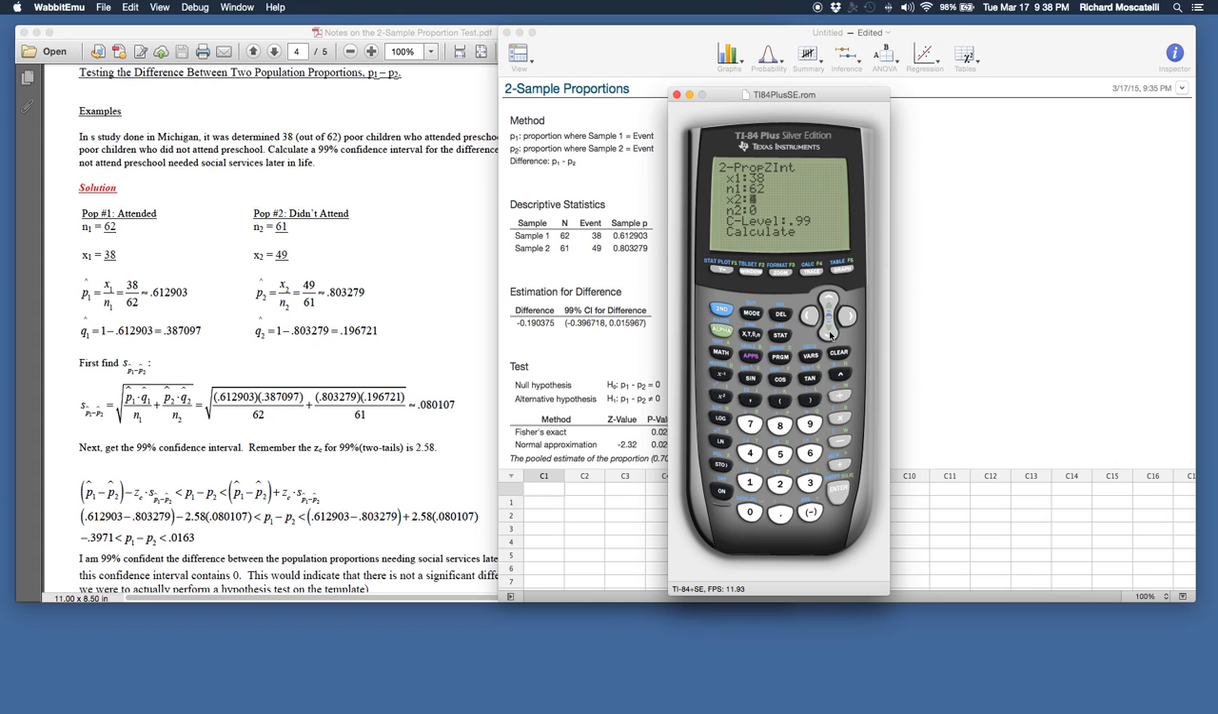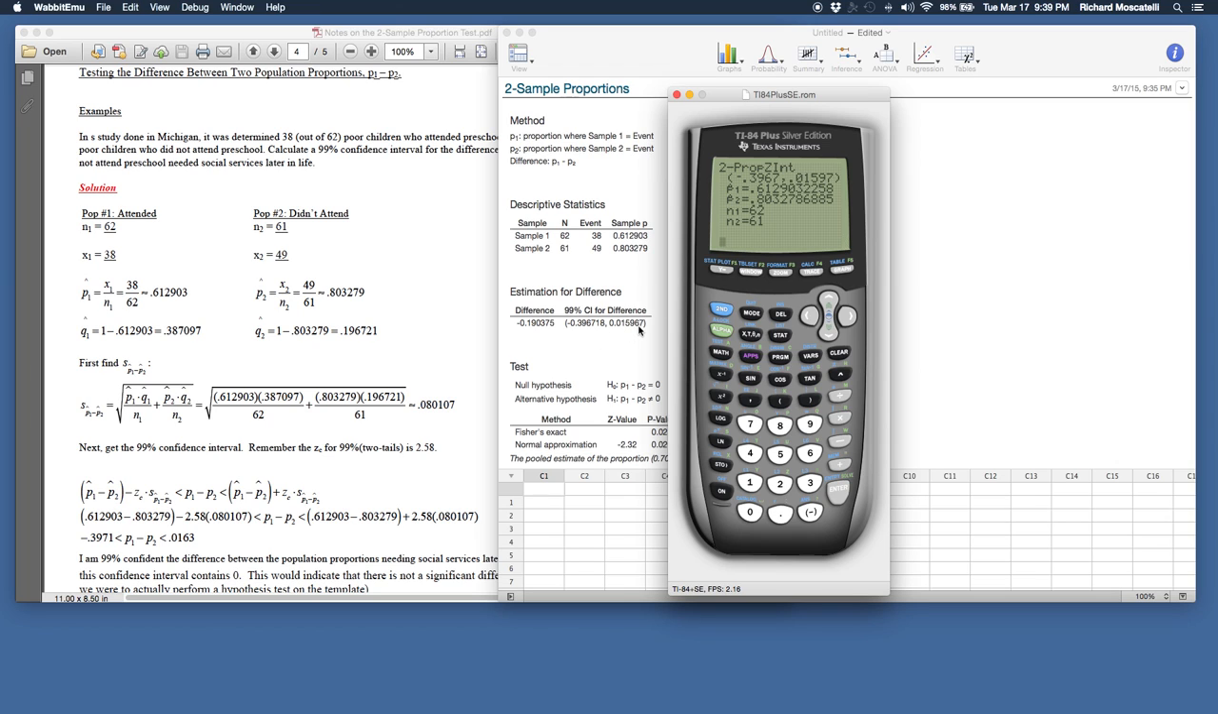Alright, so 38, 62, X2 is 49, and N2 is 61. Alright, so there it all is. Hopefully that looks good now. So it looks good there, and hit enter and let it do its thing. Alrighty, so let's see what we got. Negative 0.3967. As you can see, the calculator's output is matching Minitab's output exactly. Still off from our hand method, and the reason why it's off from our hand method is because of the truncation, obviously. There's some rounding going on here, but these are fine.